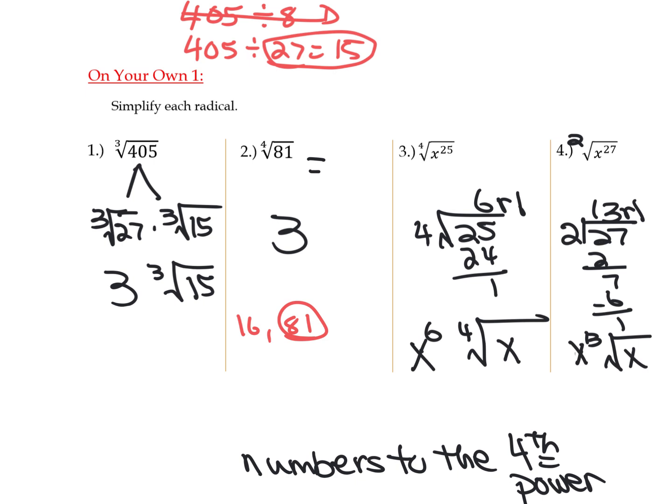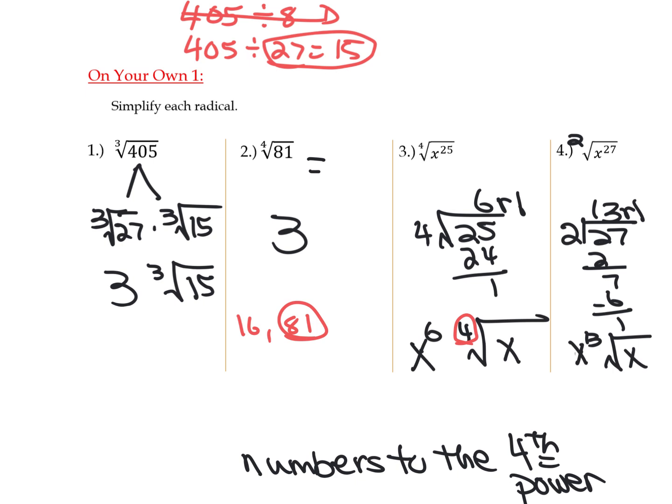On example 3, we have the fourth root of x to the 25th power. Just like in square roots, we're going to do division. We're going to divide the index into the exponent. 4 will go into 25 6 times. 6 times 4 is 24. I subtract to get a remainder of 1. That means I'm going to have x to the 6th power outside. I have x to the 1st power inside, and make sure to put that fourth root.